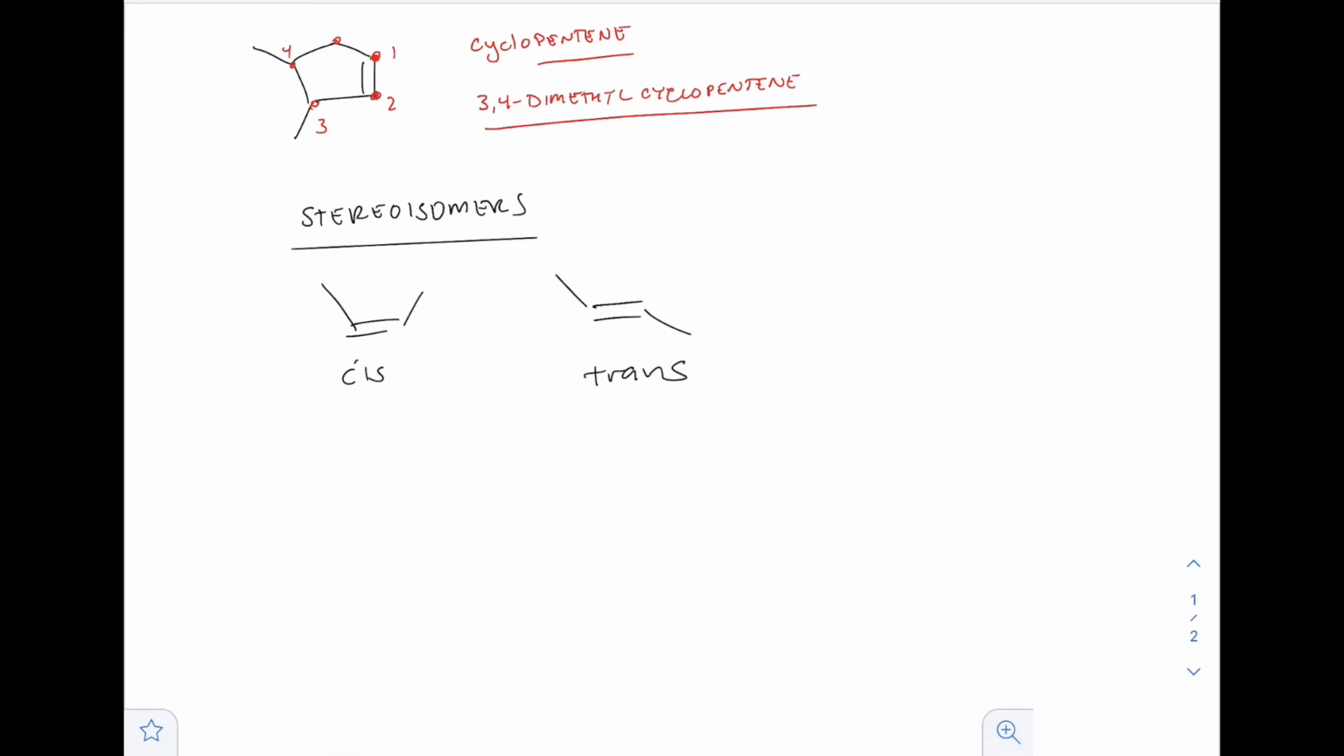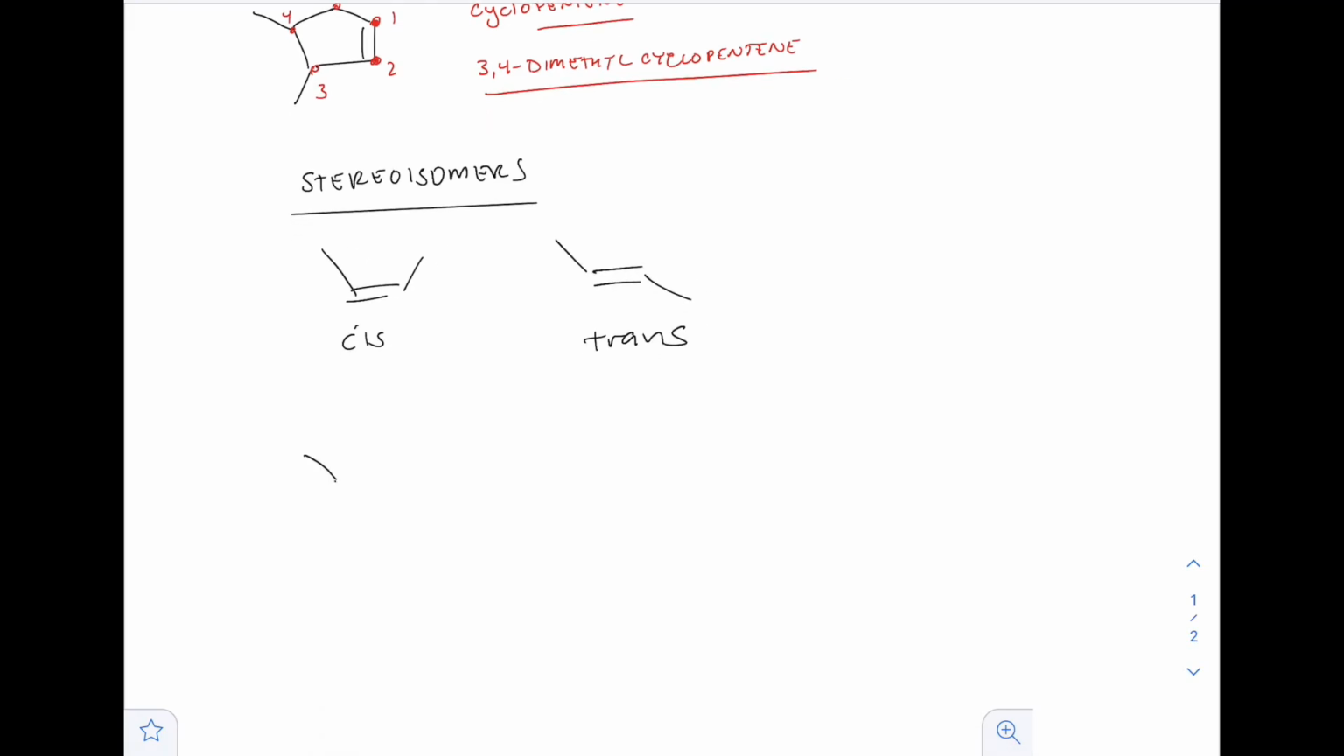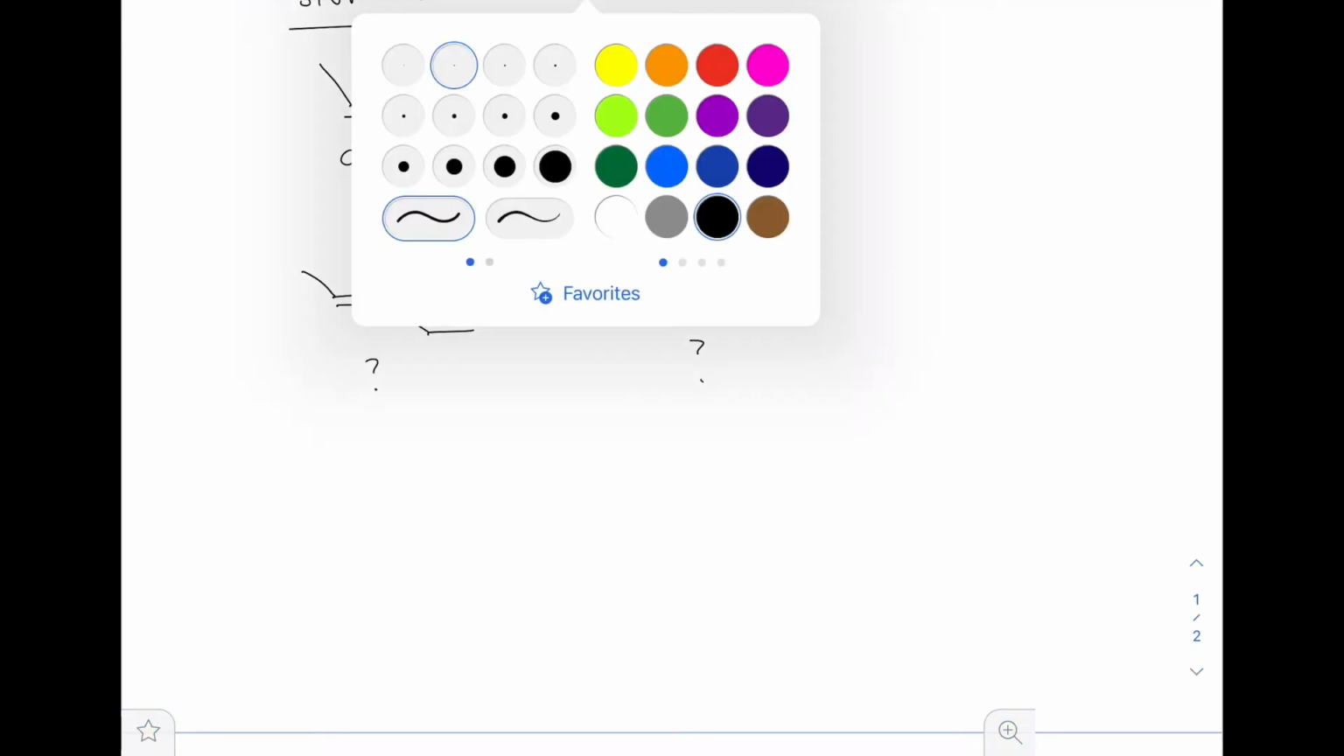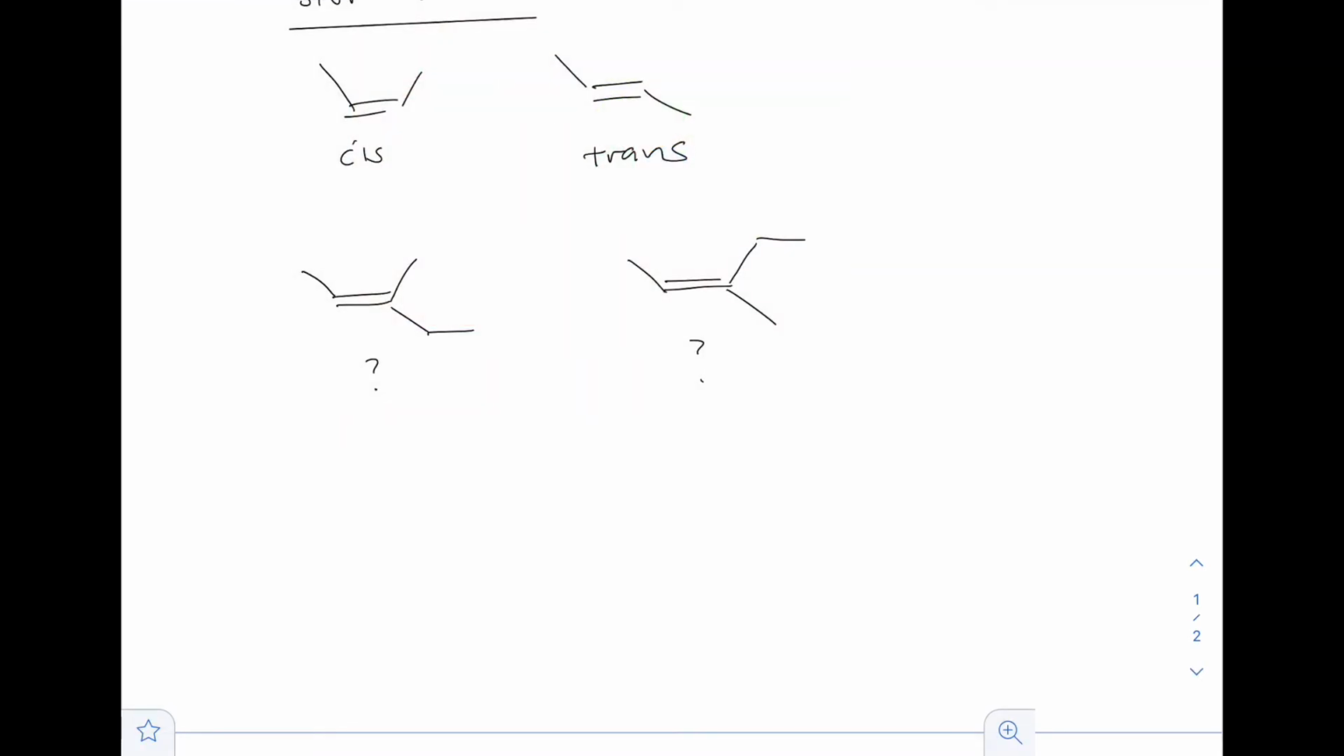But we're moving on to stereoisomers of alkenes. So we know cis and trans already, right? But what do you call these two? Because are those cis or are those trans? That's kind of the question, right? We need to develop a new naming process to allow us to distinguish between these 2 compounds because there's more than one. It's tri-substituted instead of di-substituted.